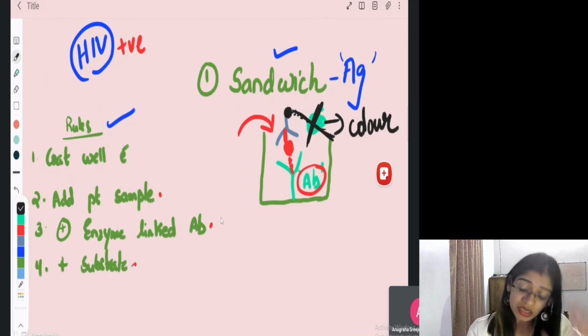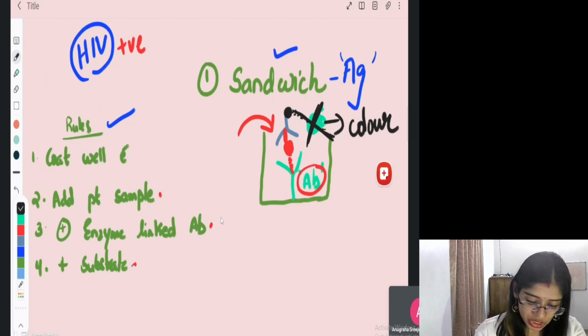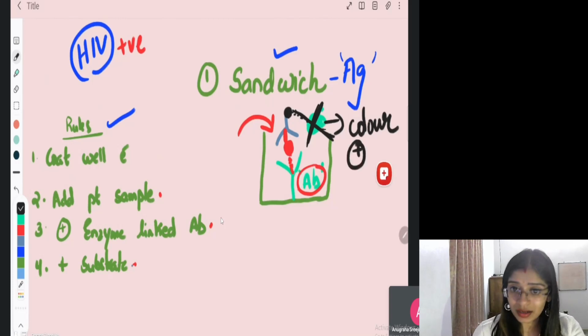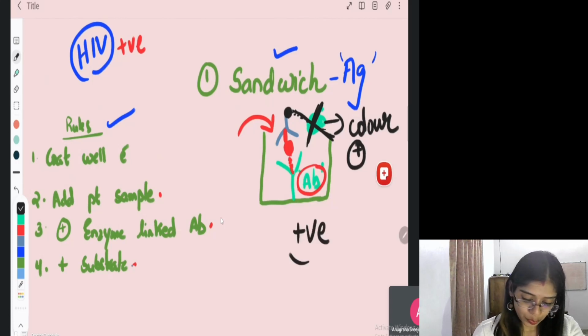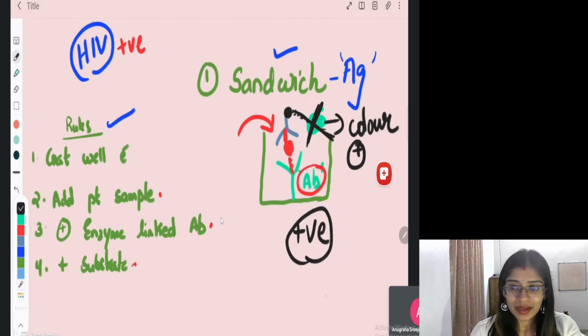Okay, but definitely you can see a color change from transparent, or from slight yellow color. You can see red, green, depending on the enzyme and the substrate you have added. So color change is there. Whenever you see a color change, it means that the patient is positive. This much clear, guys?